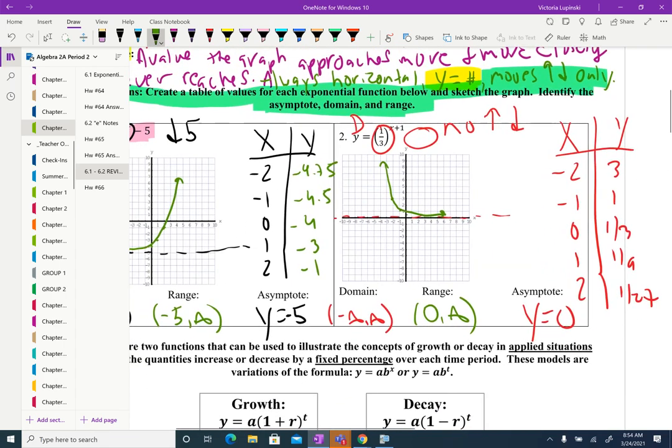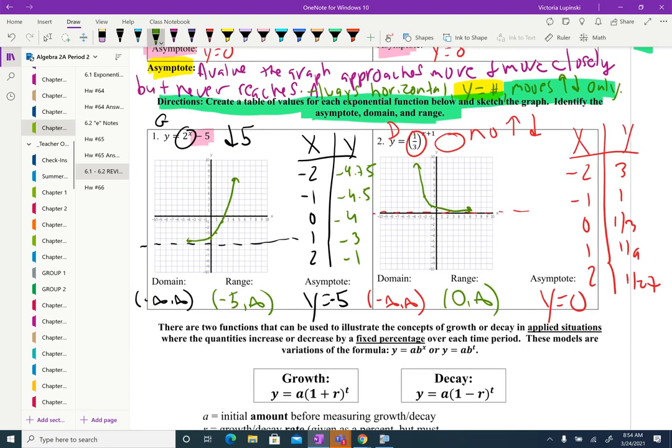So let me put those just side by side. Notice that for each, I found a table, which you can use your graphing utility. Notice that for both, the domain is always all real numbers. Notice that for growth, the graph is rising. Notice for decay, the graph is falling. And notice that the asymptote either has to be at 0, or if the graph moves up or down, the asymptote moves with it.